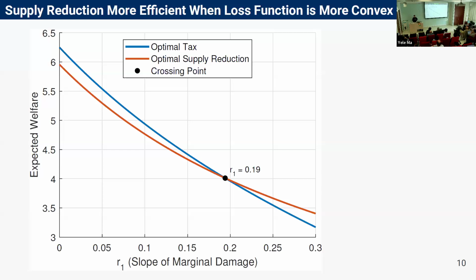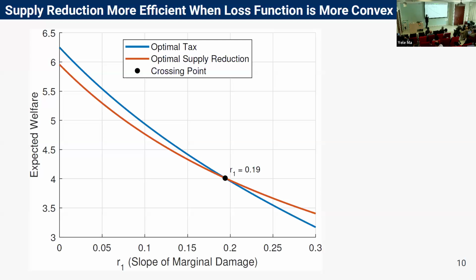Now, we can simulate this model, very simple. We put some numbers as an illustration. The key idea is when the slope of the marginal damage is 0, so when the externality is linear in quantity, the marginal external loss is constant. In this case, from the economics textbook, we know that the Pigouvian tax is going to exactly correct for the externality. So the optimal tax is going to be the best policy that dominates the supply reduction policy.